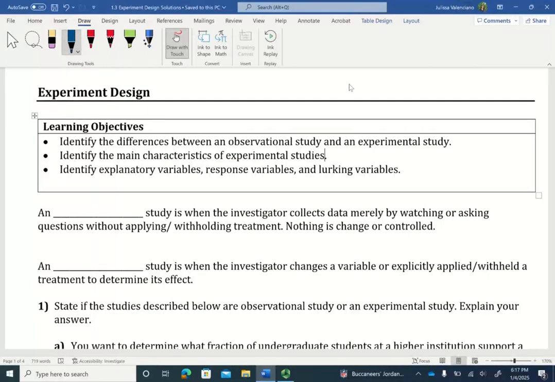Today we're going to be talking about experimental studies. We're going to focus on the design of experimental studies. Let's go ahead and start by reading the learning objectives.